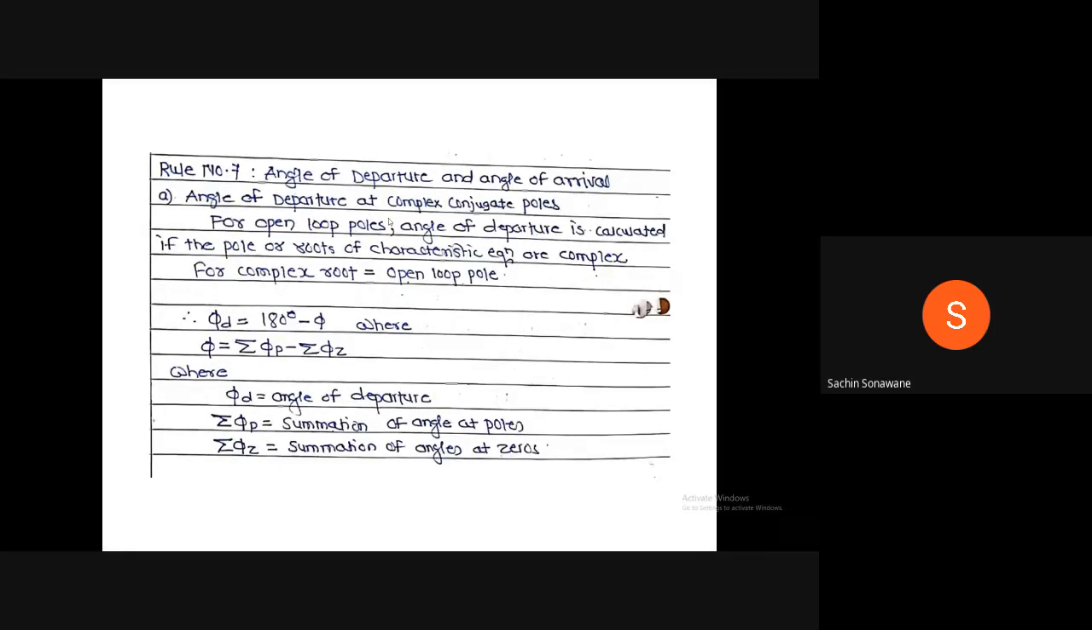Now rule number 7, angle of departure and angle of arrival. Angle of departure at complex conjugate poles. For open loop poles, angle of departure is calculated if the poles or roots of the characteristic equation are complex. For a complex root, which is equal to an open loop pole, phi d is equal to 180 degrees minus phi, where phi is equal to summation of phi p minus summation of phi z, where phi d is the angle of departure, summation of phi p is the summation of angles at poles, and summation of phi z is the summation of angles at zeros.